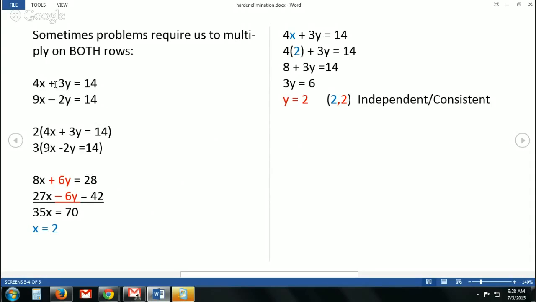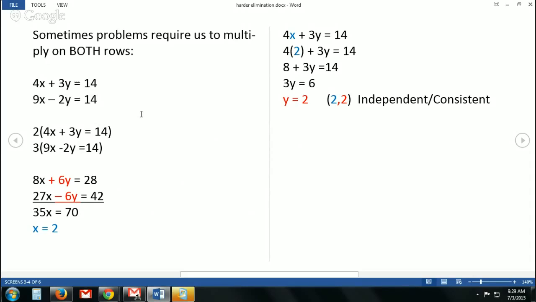I also like the fact that we have a positive here and a negative there. So since I've already got opposite signs, I'm not going to have to worry about trying to multiply by a negative. Now, one thing that will always work to help you create your opposites is to take the number that is here, multiply the other row by it, and then take the number that is here and multiply the other row by it.